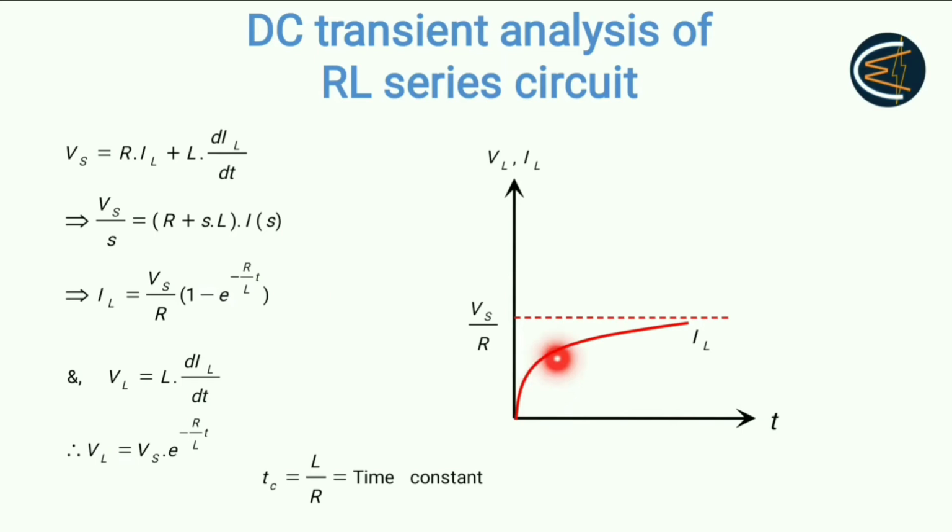See, exponentially it varies and at steady state it touches Vs by R. So now let's see how the VL will vary. See, VL will vary in this fashion. Initially it is Vs. Why? Because initially it is open circuited and finally the inductor behaves as short circuit path, so VL will be 0. Okay, so this is the graphical explanation along with the mathematical explanation.